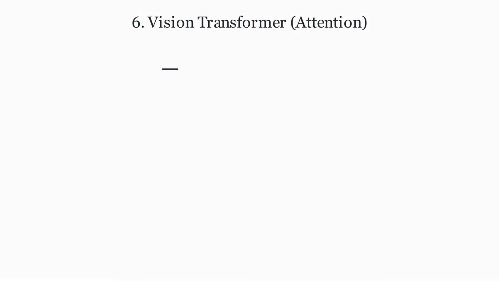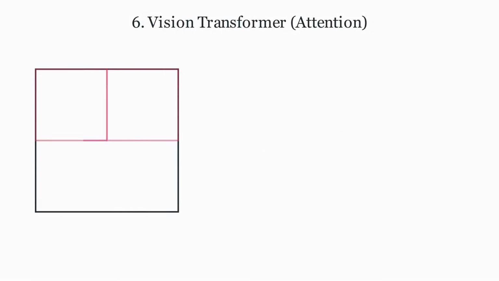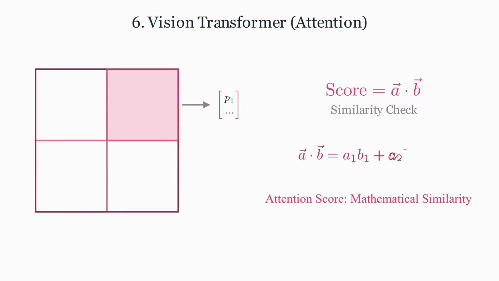The vision transformer. However, we need to determine how different parts of an image relate to each other. For any given patch, the model calculates an attention score. This is essentially a dot product between the vectors, a mathematical similarity check. By multiplying and summing these values, the network learns which features are relevant to each other, allowing it to focus on which patches actually matter.